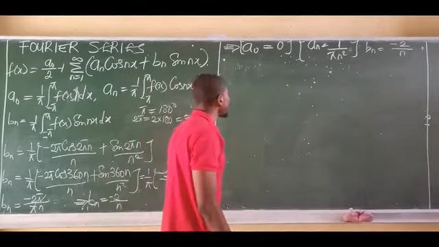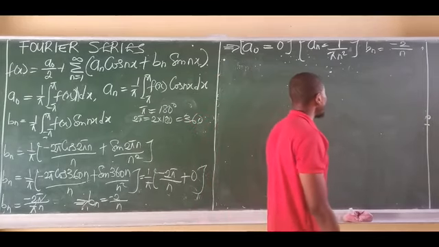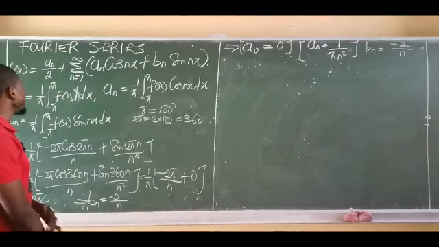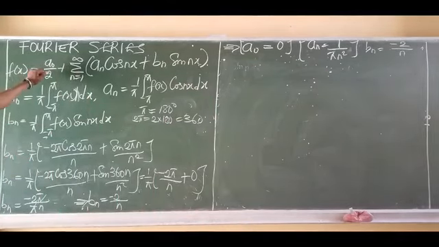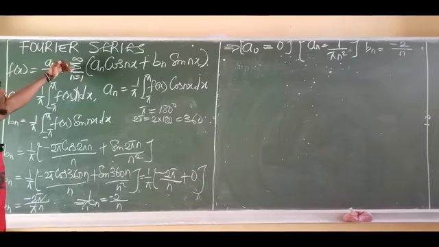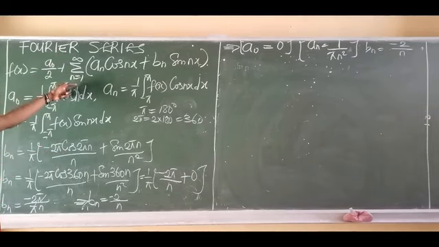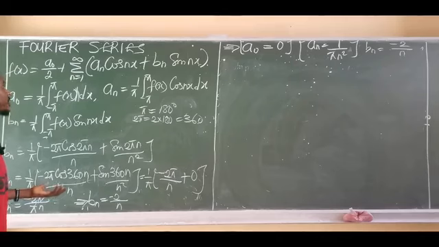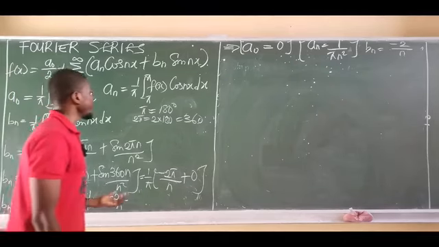Alright, so having found the value of a naught, an, and bn, we can now write the series. Remember this formula, f of x equals a naught over 2 plus summation from n equals 1 to infinity. Which means this value of n starts from 1 and approaches infinity. So you can choose maybe the values of n up to 3 or 4, because it's a series, it doesn't have an end. So let's start with an.